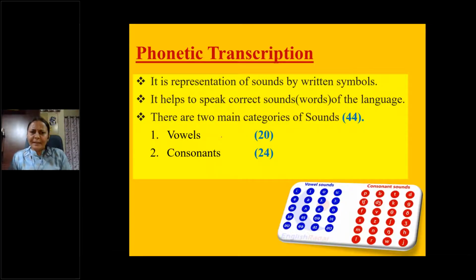We can quickly learn all these 44 symbols, and we can practice day to day with at least a very minimum number of words, and the day will come when we can improve our English pronunciation easily and independently. So what are these 20 vowel sounds and what are these 24 consonant sounds? Let us check that.